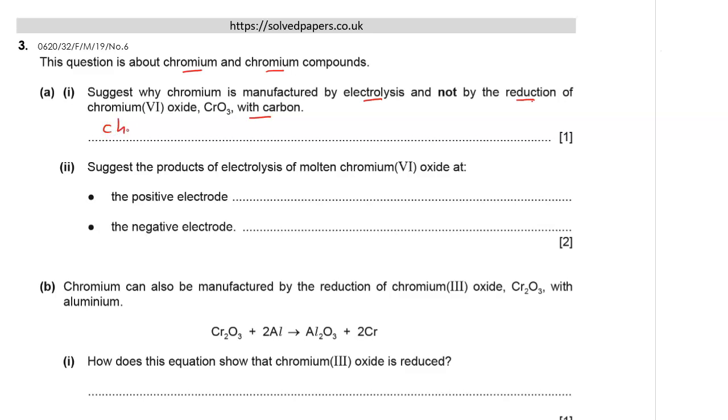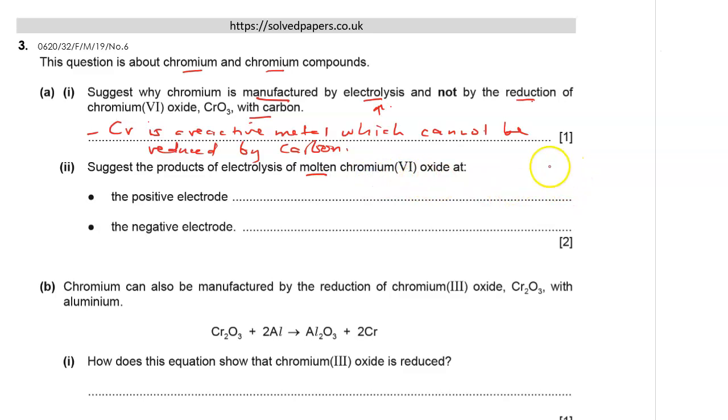So chromium is a reactive metal which cannot be reduced by carbon. So the only way to manufacture chromium is by electrolysis. Suggest the products of the electrolysis of molten chromium oxide.